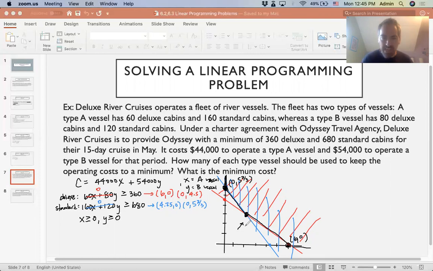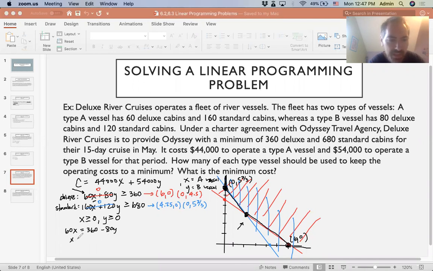And since we're drawing this by hand, we should not look at the graph to try to determine what that point is. Let's use the elimination or the substitution method. In this case, I'm going to use the substitution method, because these numbers are larger, so the elimination method may be a little more difficult to work with. So if I take this first equation and I solve for x, that would be 60x equals 360 minus 80y.